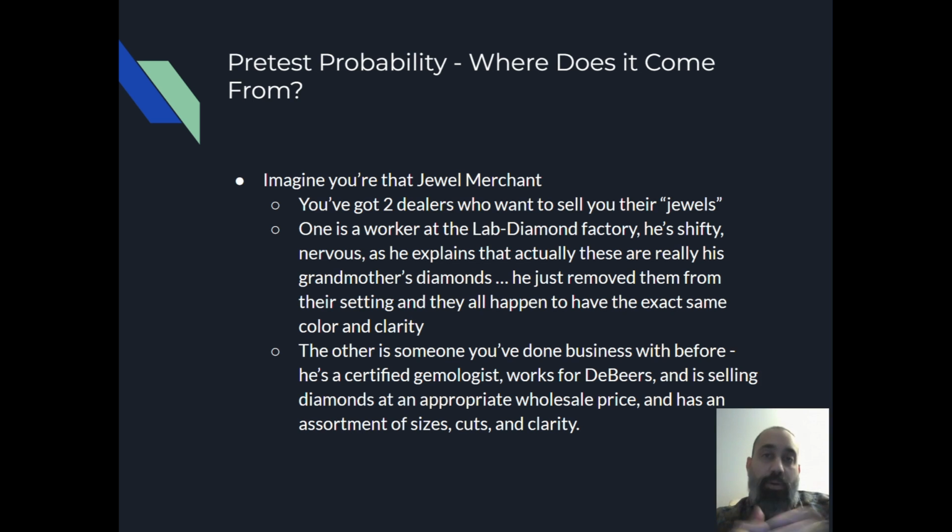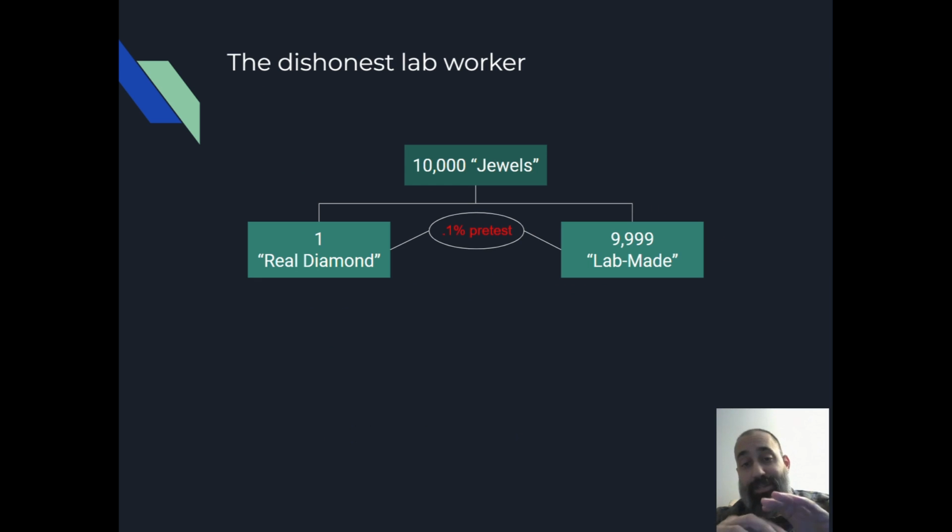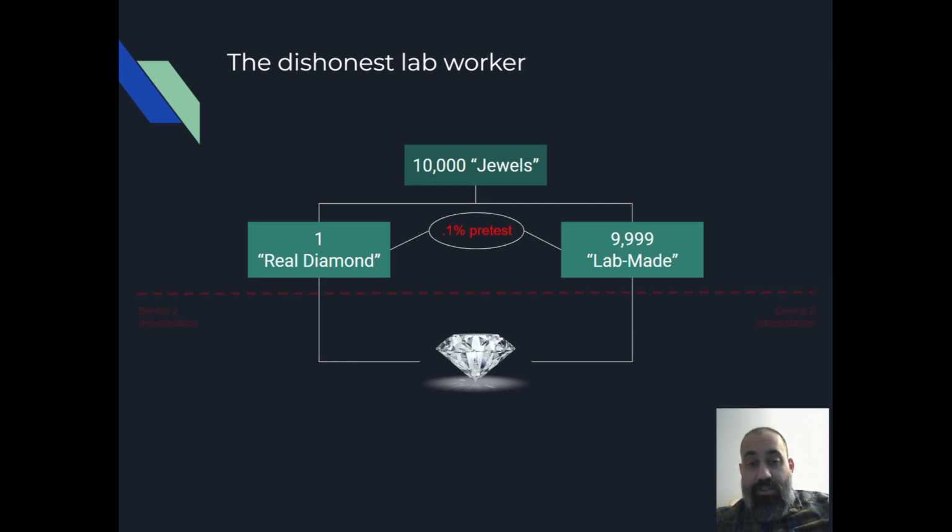That's where the pretest probability comes from. In the first scenario, you don't trust that this is an honest dealer. You think he is a dishonest dealer, and your pretest probability is very low. So even if you run it through that device, and even if the device says it's real, you're still very suspicious. So you think this guy has a 0.1% pretest chance that those are real.